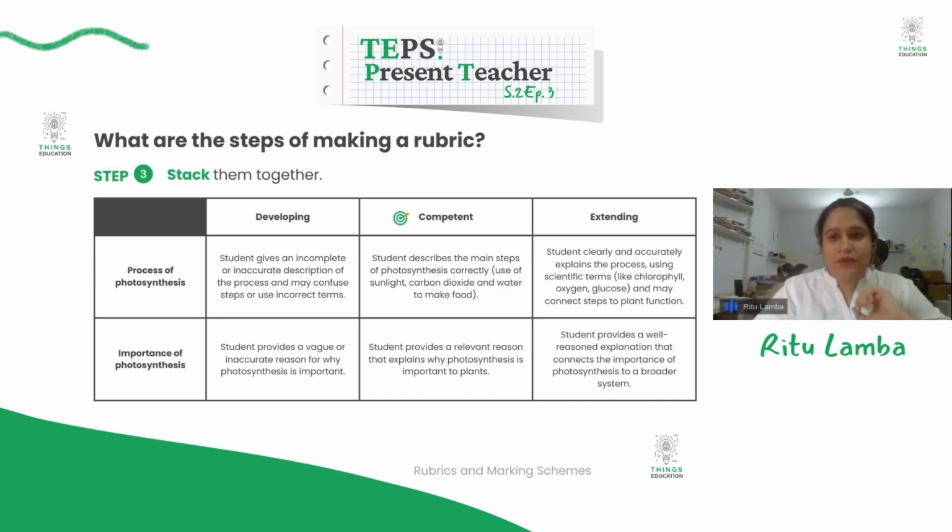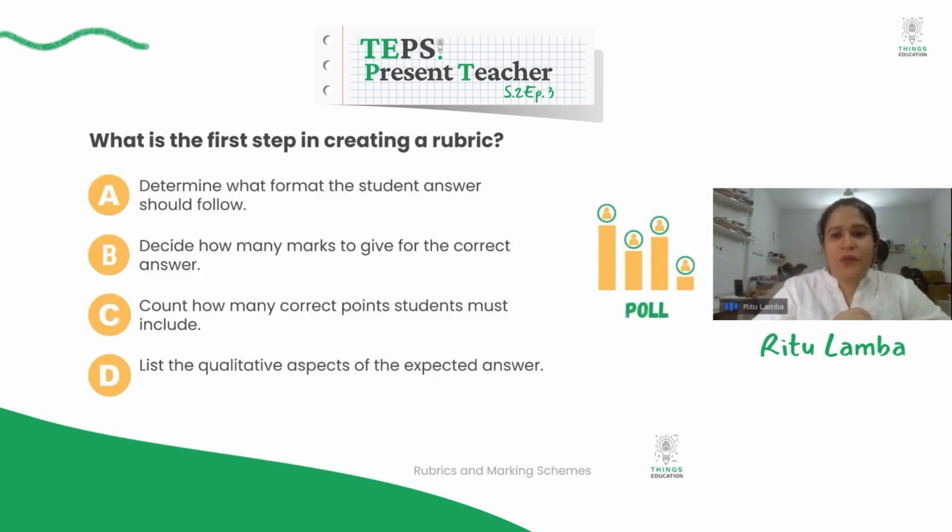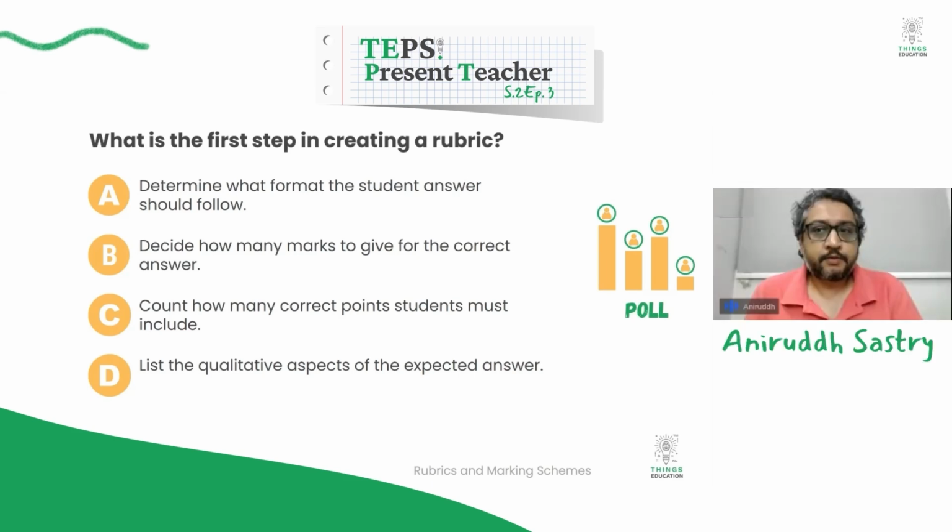So what we'll do now is we'll quickly do a small poll. And Anuj, would you like to take this over? The question in the poll is, what is the first step of creating a rubric? We just spoke about it, Ritu just mentioned it. We've given you the four options on the screen. A poll will come up on your screen and you just have to select one of the options there.